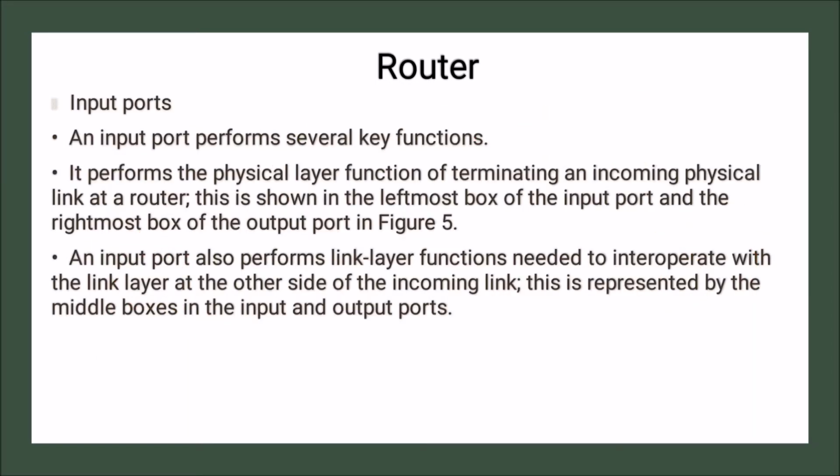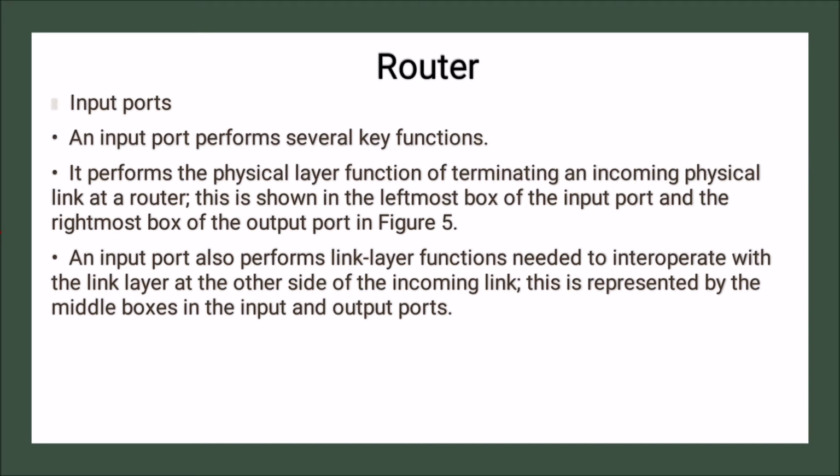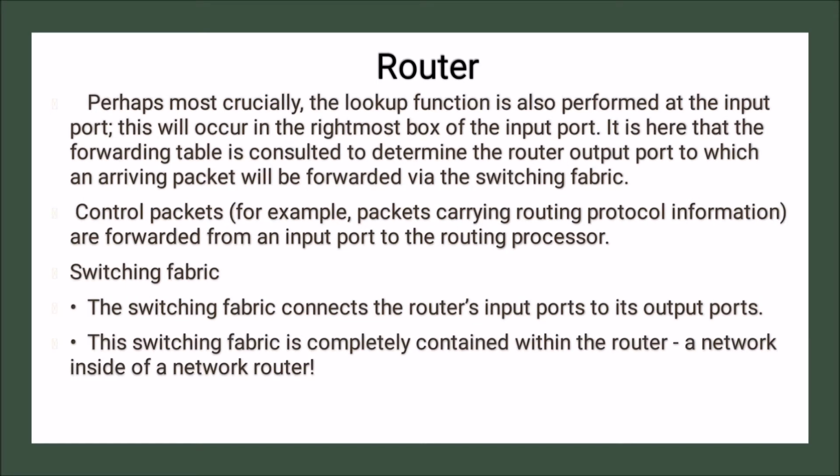So the main task is the connection with the physical layer. An input port also performs link layer functions needed to interoperate with the link layer at the other side of the incoming link. This is represented by the middle boxes in the input and output ports. So these middle boxes are responsible for link layer functions. This is the task of the input ports.